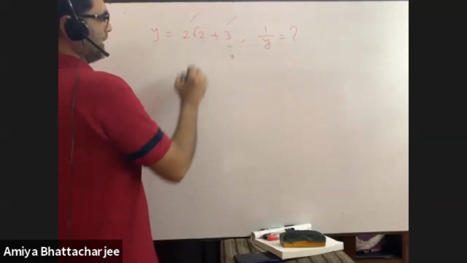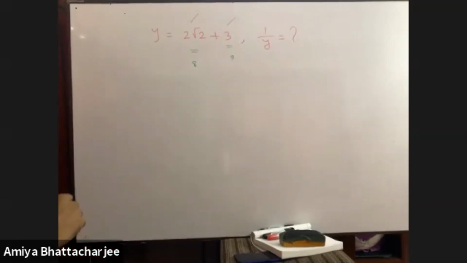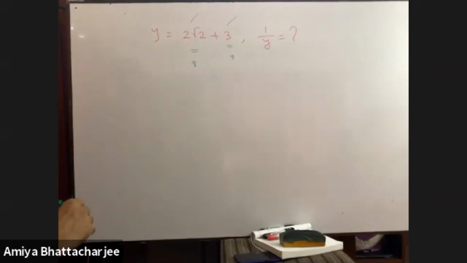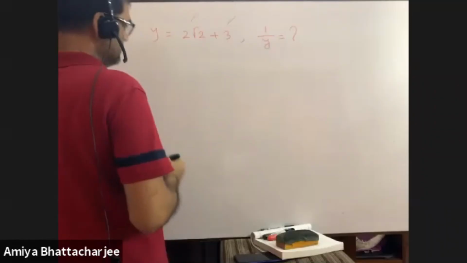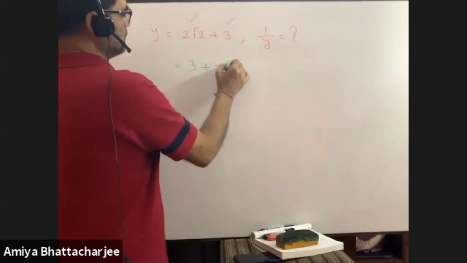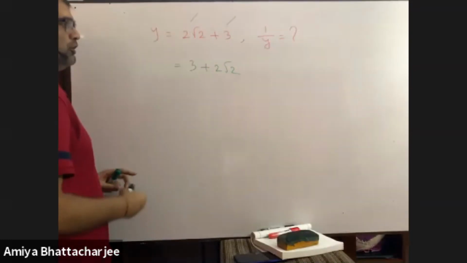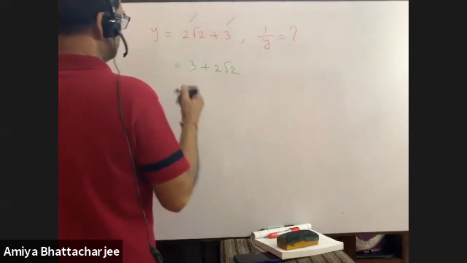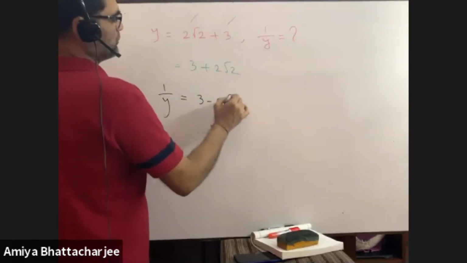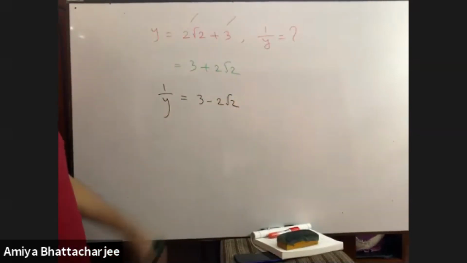So 3 is greater than 2 root 2. Yes, sir. So I can rearrange it as 3 plus 2 root 2. If I come to know which one is greater than which one, then it is possible to write 1 by y equals 3 minus 2 root 2. Is it okay? Talk to me, please.